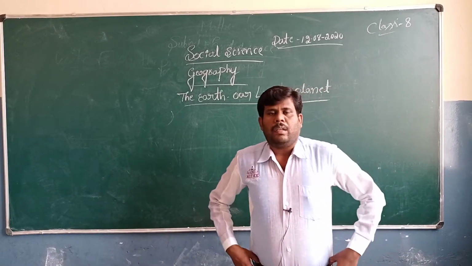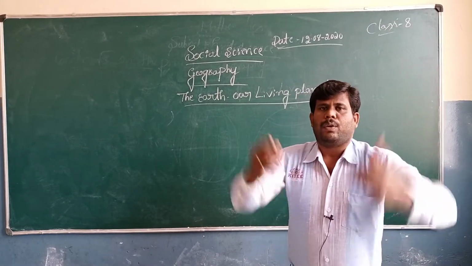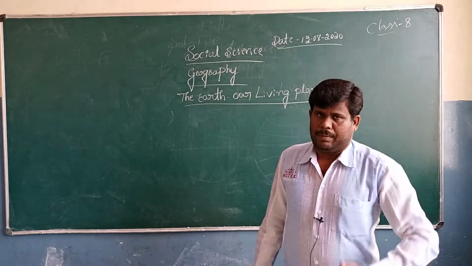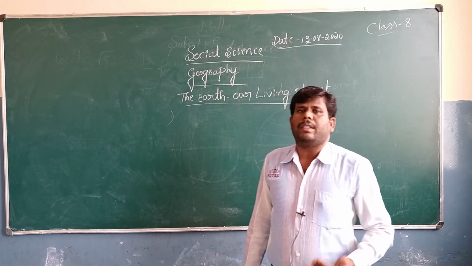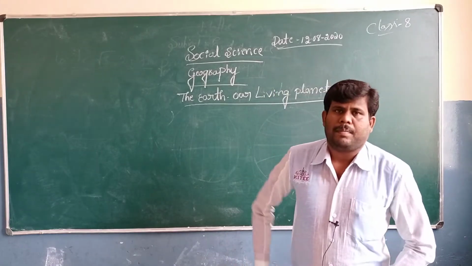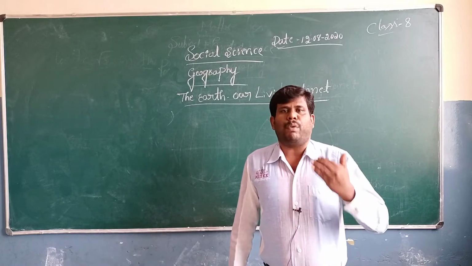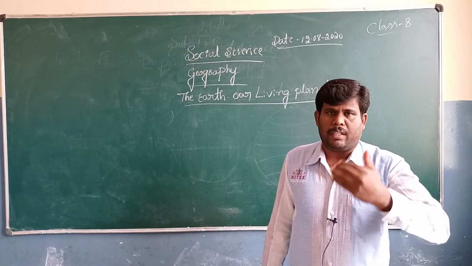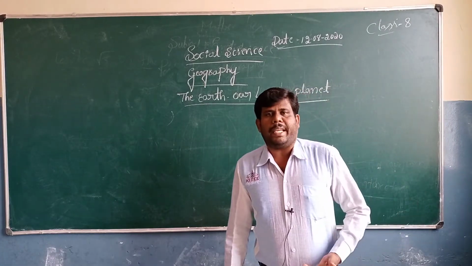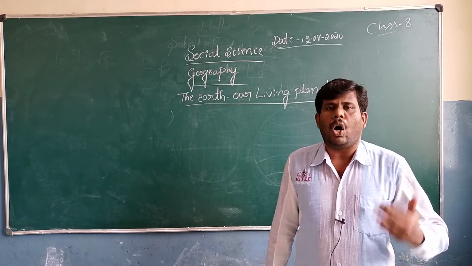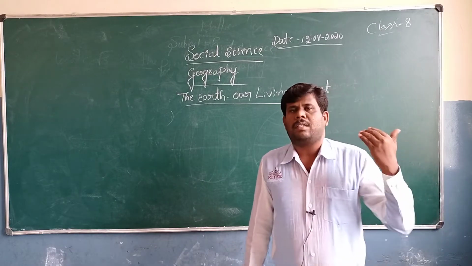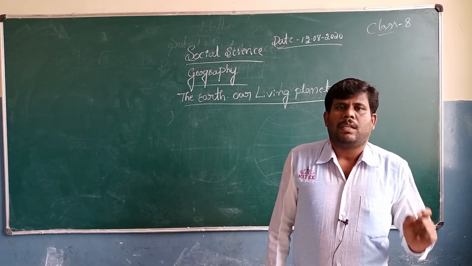Now, in the last period, we all discussed our Earth. You know that Earth is the third planet from the Sun, and this is the fifth largest planet in the solar system. And our Earth is a home for all living beings like human beings, plants and other species.